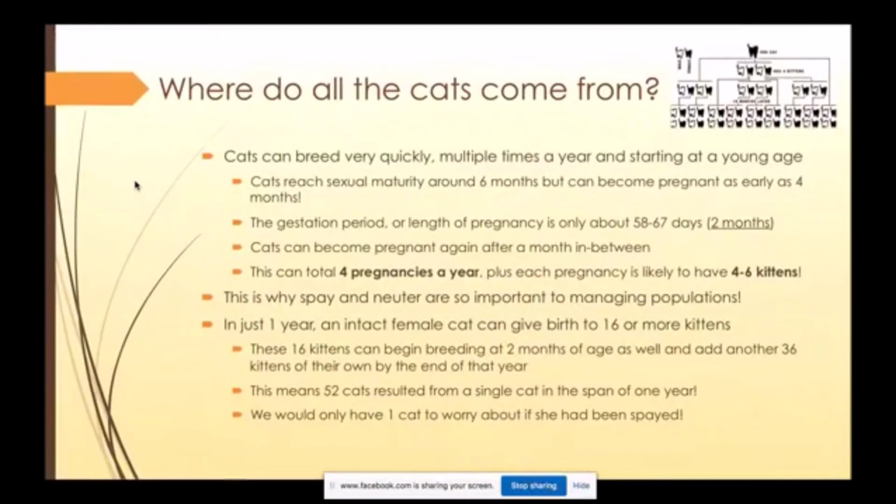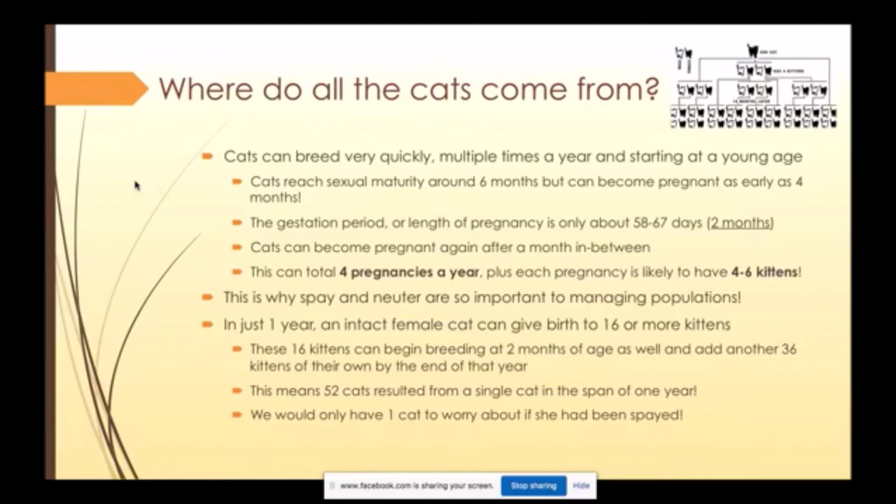So where do all the cats come from? Basically, to add to the problem, cats can breed very, very quickly, multiple times a year, and starting at a pretty extremely young age. Cats reach sexual maturity around 6 months, but they can become pregnant as early as 4 months. And the gestation period, or how long the pregnancy takes, is only about 2 months, 58 to 67 days. So that's a lot of pregnancies that can happen in a single year.